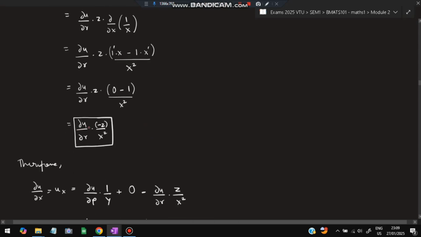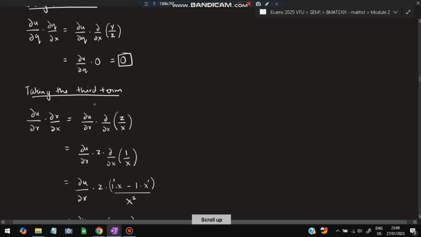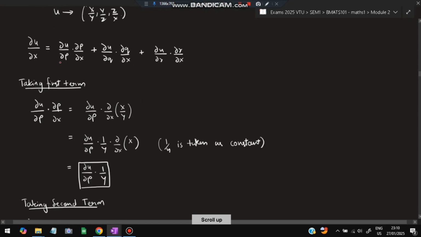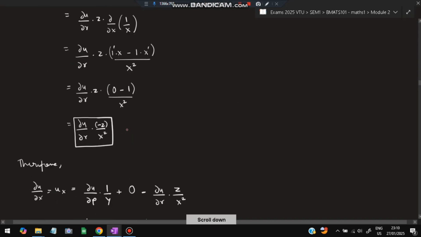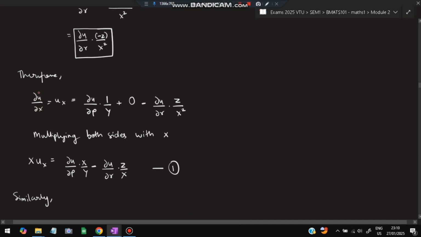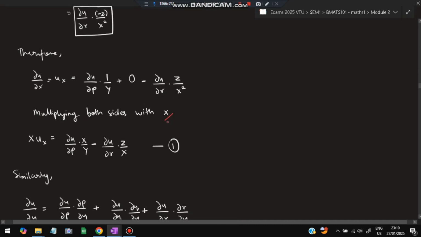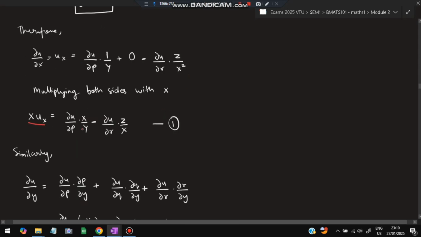Now we have got the values of du by dr, du by dq, du by dp. These three values we have got. We'll substitute these values and add them up to get du by dx. That was our main aim, right? We'll take du by dx as ux, so ux will become this answer. Now we'll multiply both sides with x. Why? Because we don't want square in the denominator, so we multiply this whole term by x and this whole term also by x. LHS and RHS both multiplied by x doesn't make any difference. So x ux will become this one.